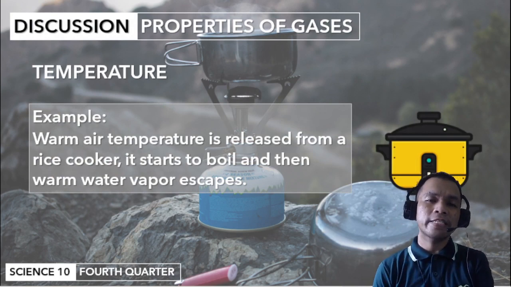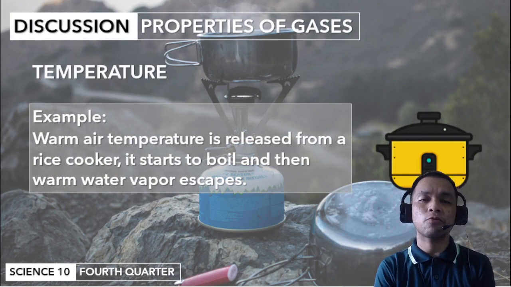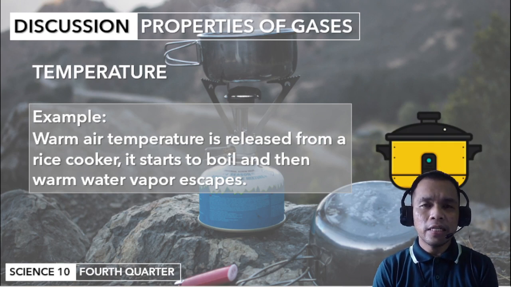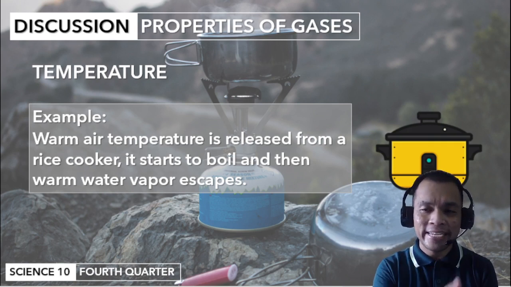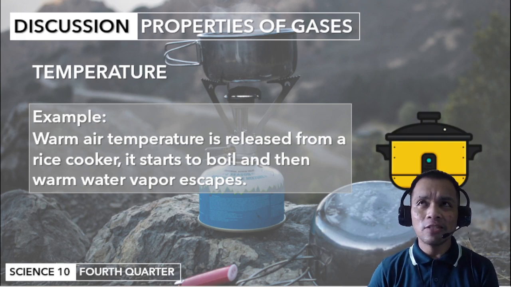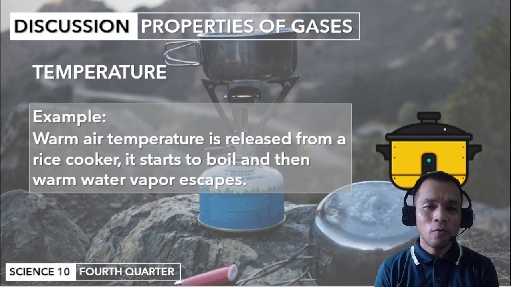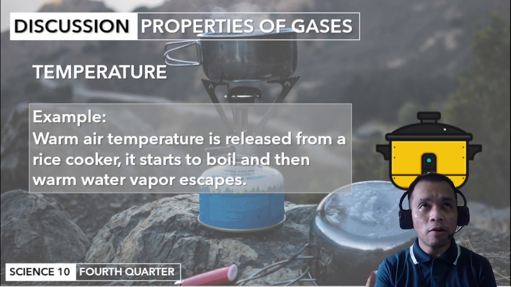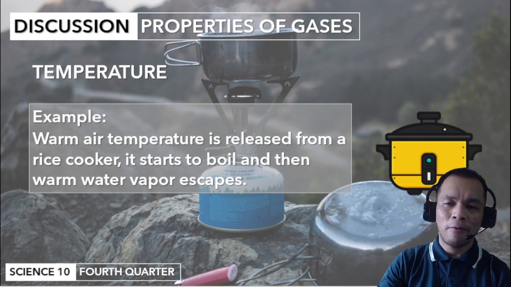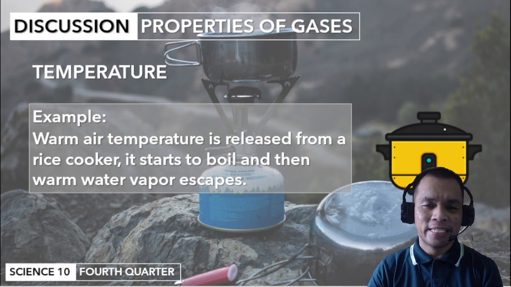So for temperature, for example, when air is released from the rice cooker, it starts to boil and the warm water vapor escapes. Now, when we put our hand near the rice cooker, we can actually observe that our hands would feel warm. It's because of the escaping water vapor, and that is what we mean by temperature. Because the boiling water is hot, the surrounding environment would also be hot. That is why temperature is one important property of gases.